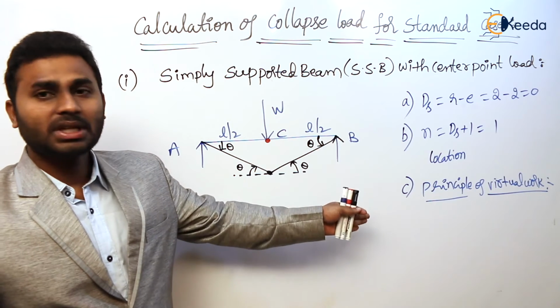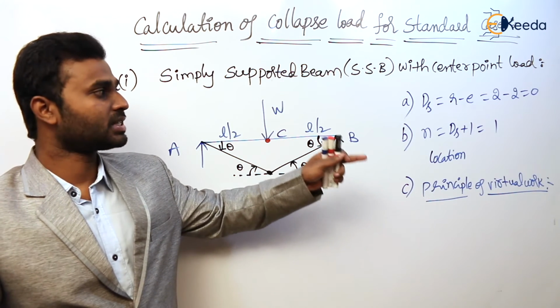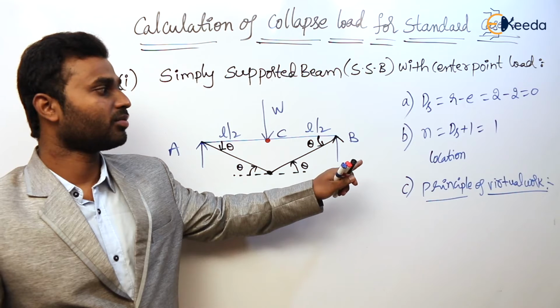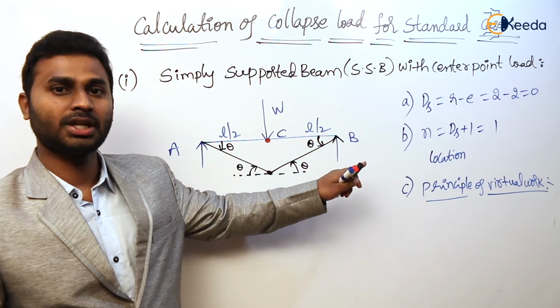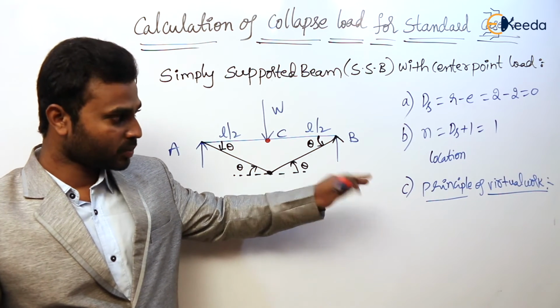So these are the steps in the calculation of collapse load. The first is calculation of DS, and then calculation of the number of plastic hinges, and then their location. After locating, we have to use the principle of virtual work.